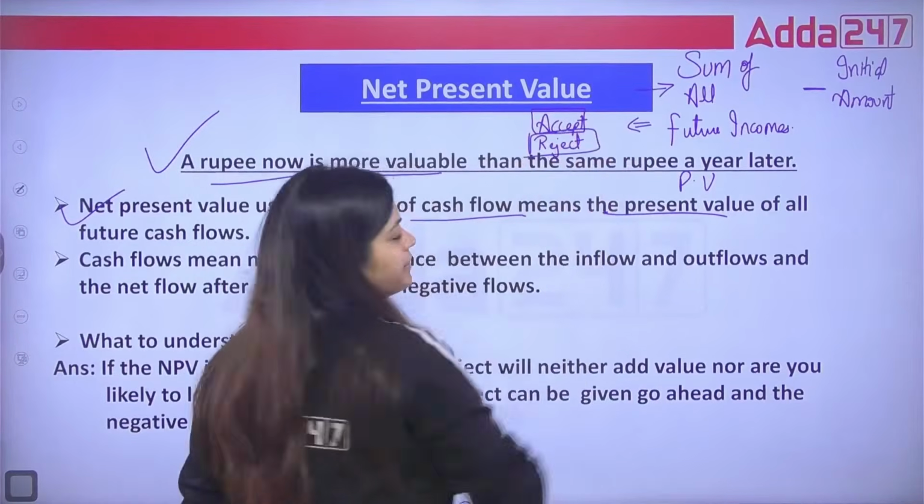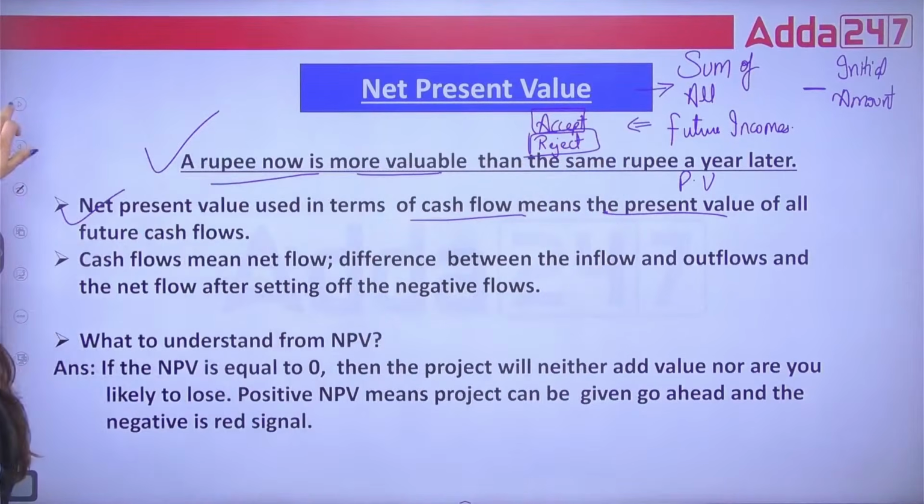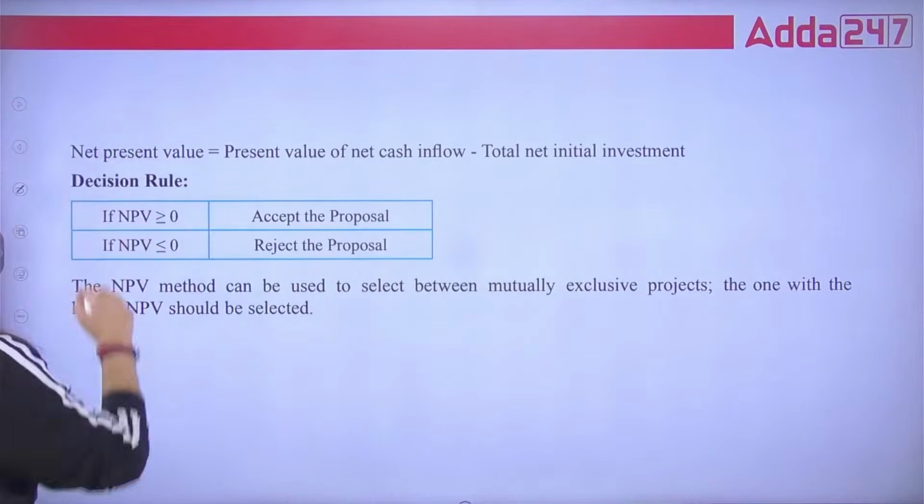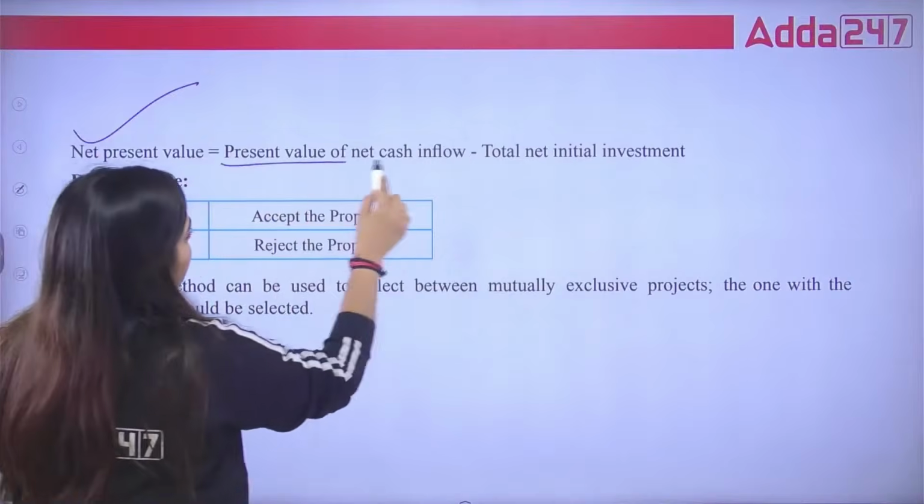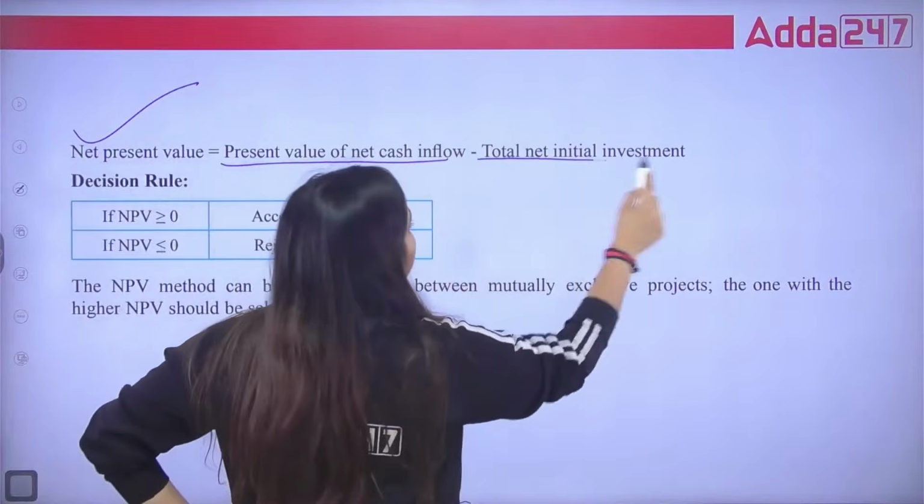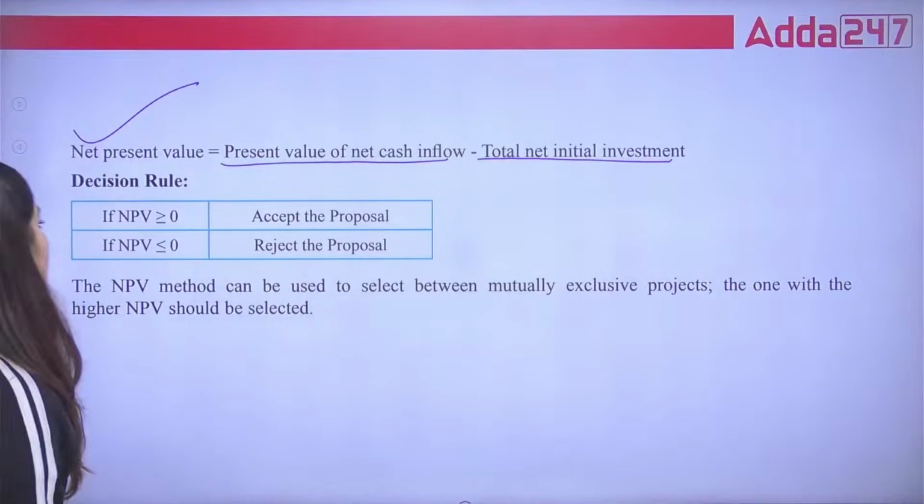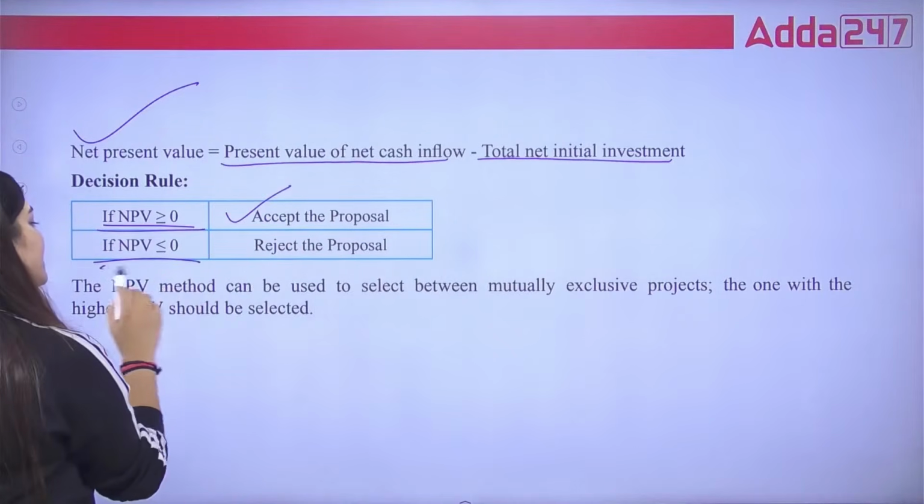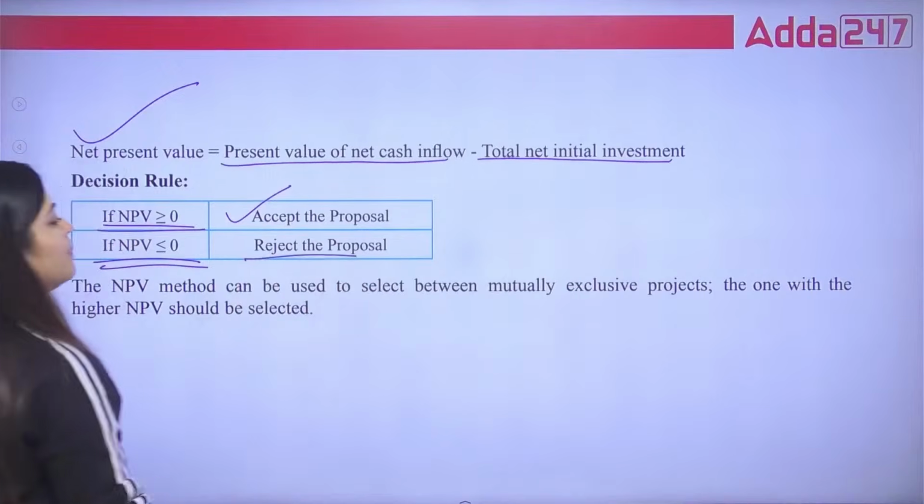Accept, reject. Yes, so this is how we need to calculate time value of money. So the net present value formula is what? Present value of net cash inflow minus total net investment amount. And if your NPV is more than or equal to 0, accept the project. If NPV is less than 0, then reject the project.